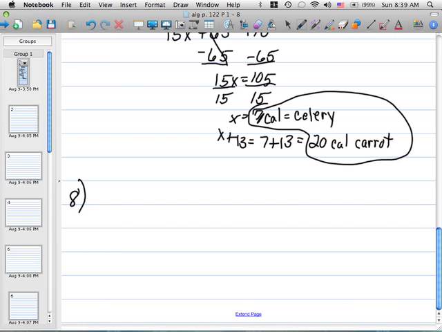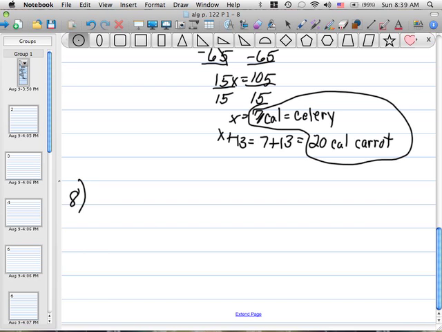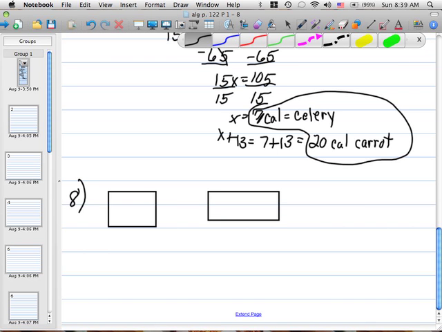On number 8, I would not use a chart. I would draw the pictures. So with geometry problems, you draw pictures. So we have 2 rectangles, so we'll draw this one and this one. It says the first one, the length of a rectangle is twice its width. So w, and the length, twice its width, 2w.